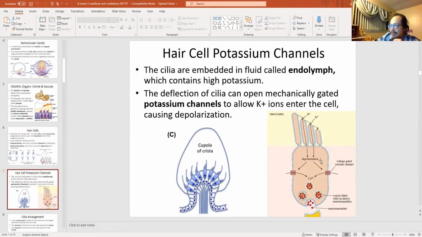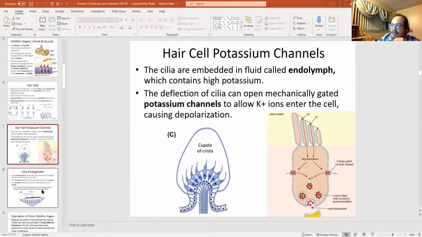So the point here is that these hair cells are embedded in a special fluid called the endolymph. What's special about that is that this fluid contains a high potassium concentration. And how do these cells get excited? That's because when it bends toward the kinocilium, the potassium channel opens. Okay, so that's the mechanoreceptor, which is induced by opening up the potassium channel.